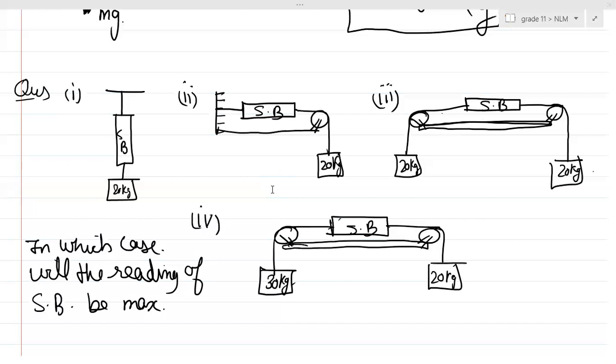We try to understand that this block, mg is acting downward, T is acting upwards and all. So you need to draw the free body diagram. Watch the recorded lectures. Why am I giving you recorded lectures? So that it will not be a problem to you people.